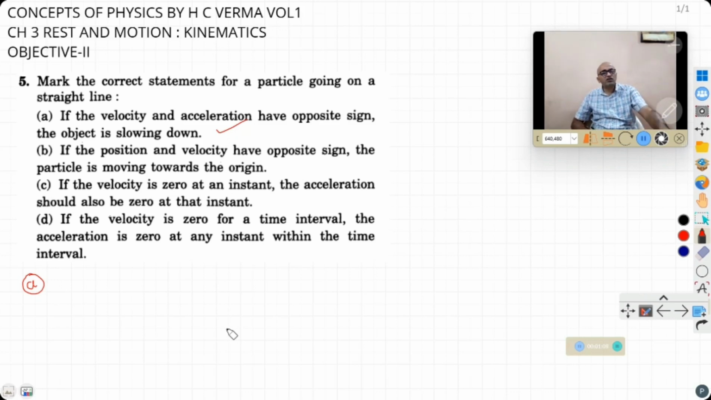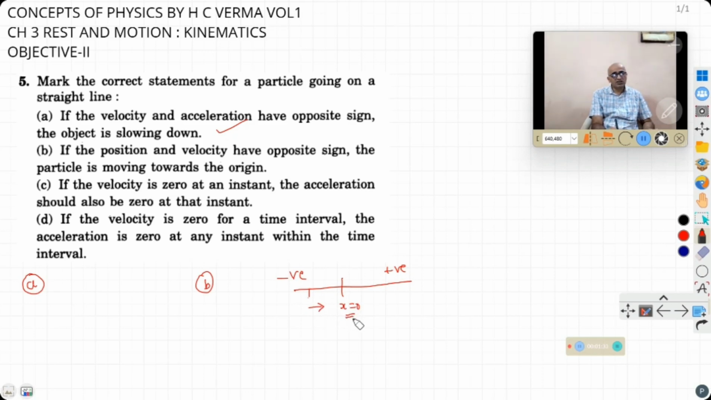If position and velocity have opposite sign, the particle is moving towards the origin. Let us take this B part. Let us take this number line. This is x equal to 0. This is x negative. This is x positive. If position and velocity have opposite sign, let us say position is negative and velocity is positive. Velocity is positive means that it's in this direction. This body is actually moving towards the origin. That is correct. Whereas when the position is positive and velocity is having opposite sign, then the particle is moving towards the origin. Therefore, this statement is also true.